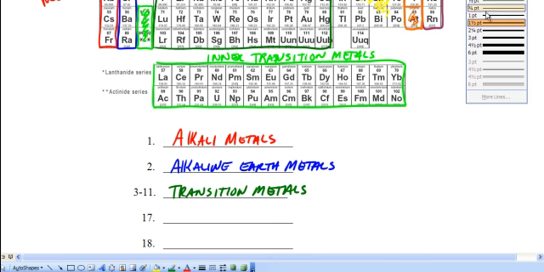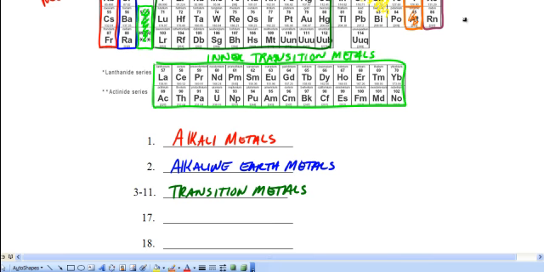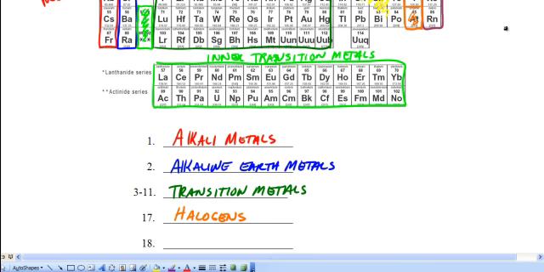Group number 17, we did in orange. Those were the halogens. By the way, the term halogens means salt-loving. The halogens tend to form salts. Sodium chloride is table salt. And that last group over there, we did in violet, was the noble gases.